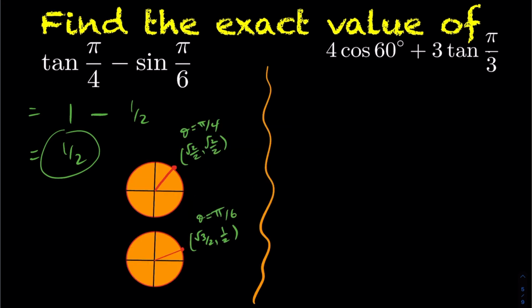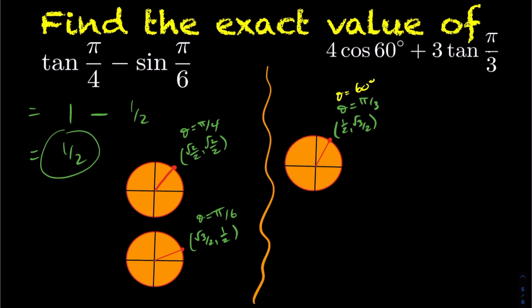All right, let's take a look at the next example here. They want 4 cos 60 degrees plus 3 tan of pi over 3. These are two different measures: one is in degrees, one is radians, but it doesn't matter here. Evaluating the second one, you'll notice that at pi over 3, the point on the unit circle corresponds to 1/2 and root 3 over 2. So if I'm looking for the tan of pi over 3, that's going to be sine over cos.